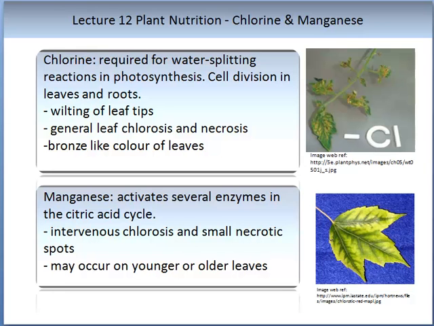Magnesium activates several enzymes in the citric acid cycle. You can see interveinal necrosis and small necrotic spots. It may occur in the younger or the older leaves as magnesium is mobile. This is an image of magnesium deficiency in a maple leaf.